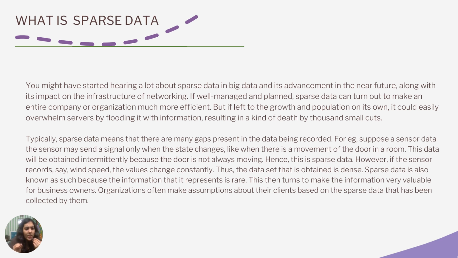Typically, sparse data means that there are many gaps present in the data being recorded. For example, suppose a sensor sends a signal only when the state changes, like the movement of a door in a room. This data will be obtained intermittently because the door is not always moving. Hence, this is sparse data. However, if the sensor records, say, wind speed, the value changes constantly. Thus, the dataset that is obtained is dense.